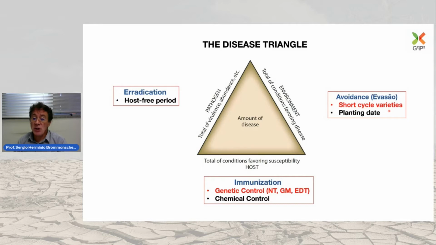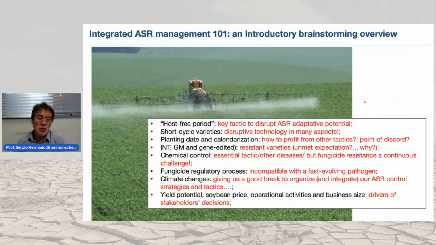By using short cycle varieties, we can escape the environmental conditions that are favorable to disease. And in some places, the farmers can go to the end of the cycle without any spray. I'm going to talk a little bit about this, because the purpose of breeding short cycle soybean was not to control rust, but nowadays it is a very important strategy to control it.